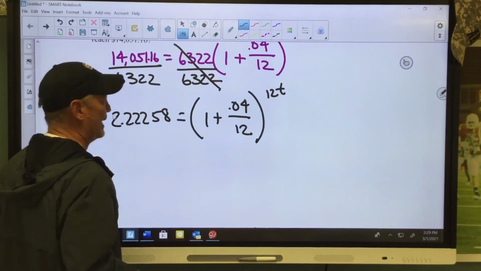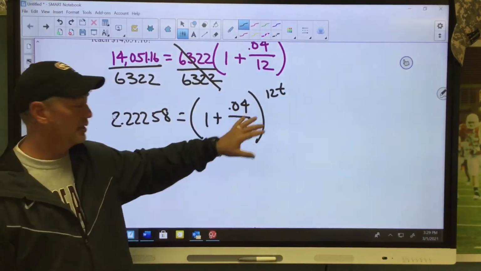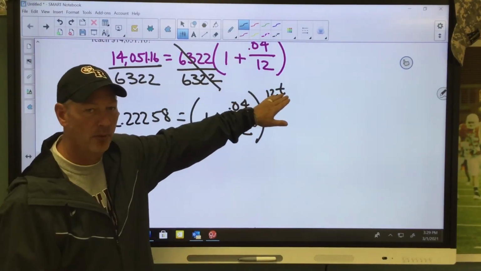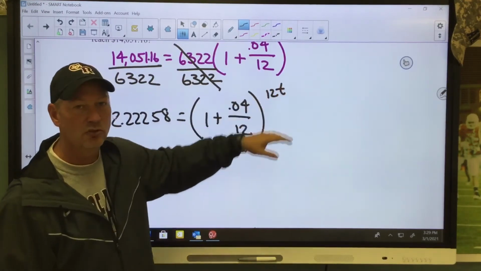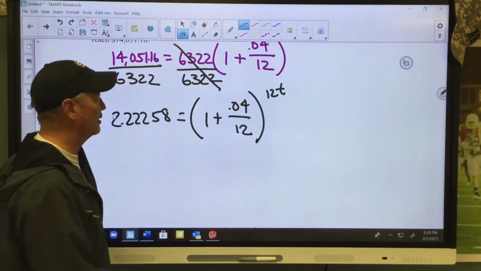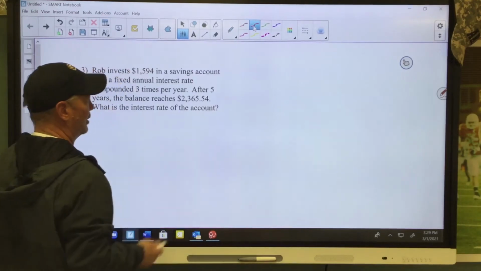2.22258. Now, I want to convert this. This is my base, that's my exponent. This is your base. So your log stays your base. Your base stays your base.